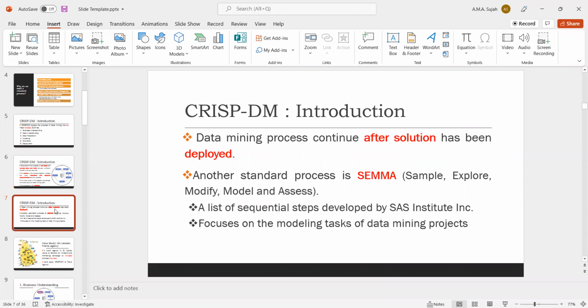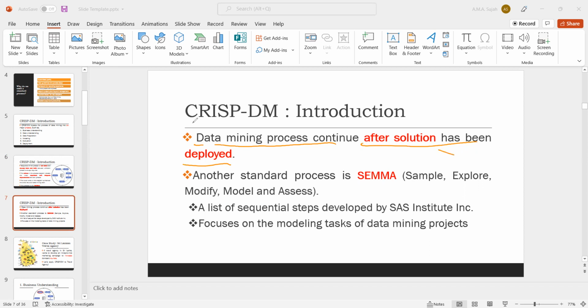This is what I am saying here. The data mining process continues. After the deployment also, the data mining process continues. After the solution is deployed, we can't stop the data mining process. Sometimes the behavior changes from time to time. So we need to do the data mining process frequently after the deployment. Even after the deployment, you need to continue.